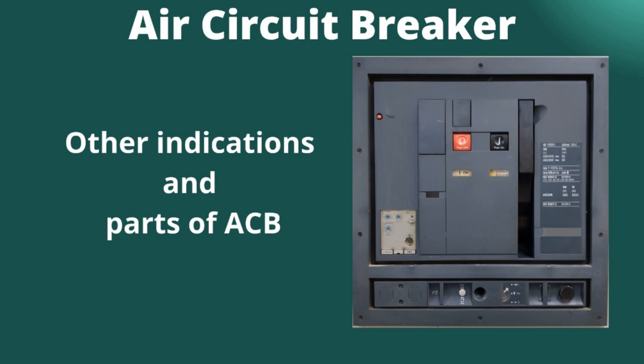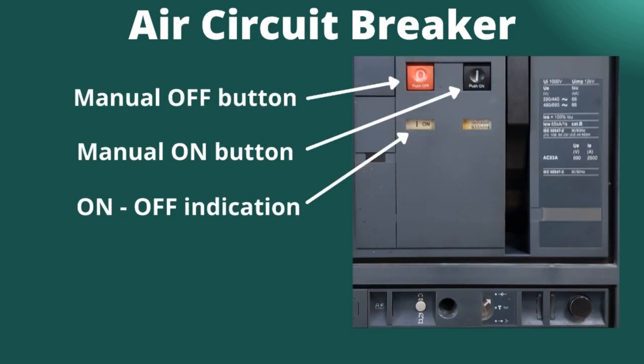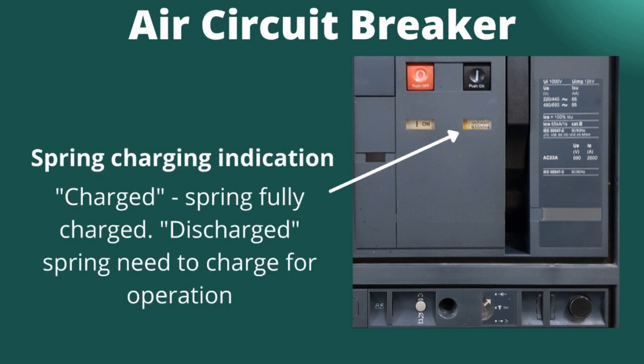Other indications and parts of ACB. Manual off button. Manual on button. On off indication. Spring charging indication. Charged means spring fully loaded, and discharged indicates that the spring needs to be charged for operation.